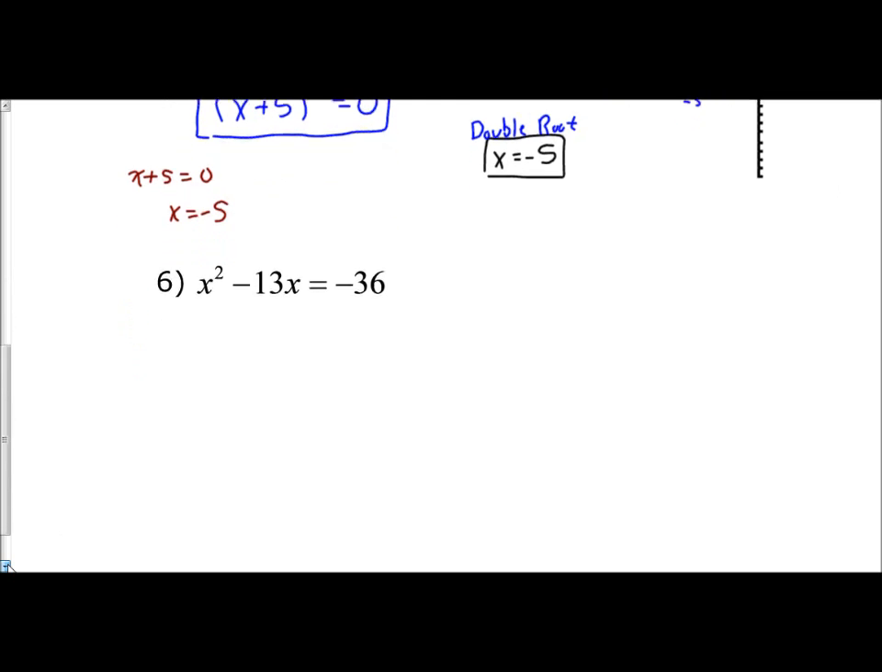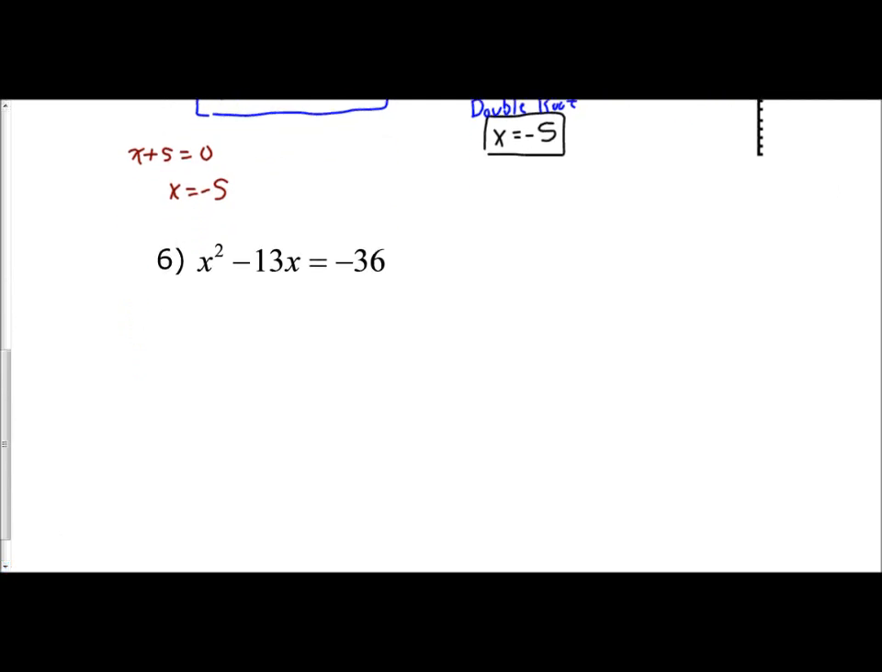So let's look at number 6. x squared minus 13x equals -36. What you want to do here, again, is make sure it's equal to 0 first before you start factoring. So it's not equal to 0, so I need to make it equal to 0. So I'm going to add 36.